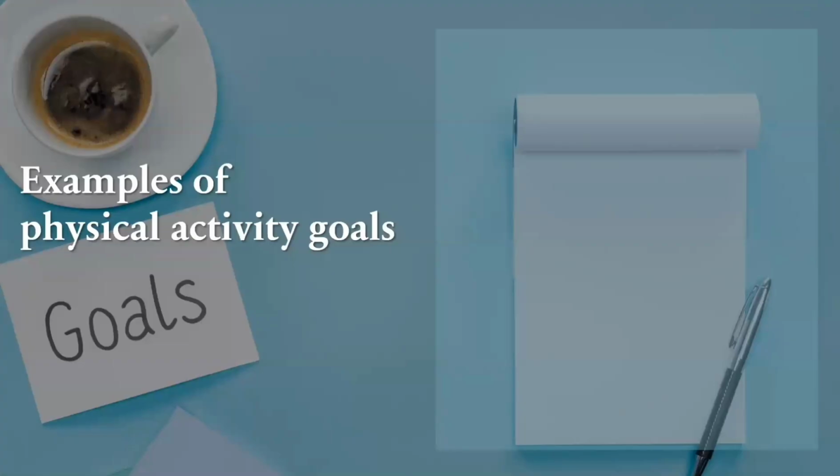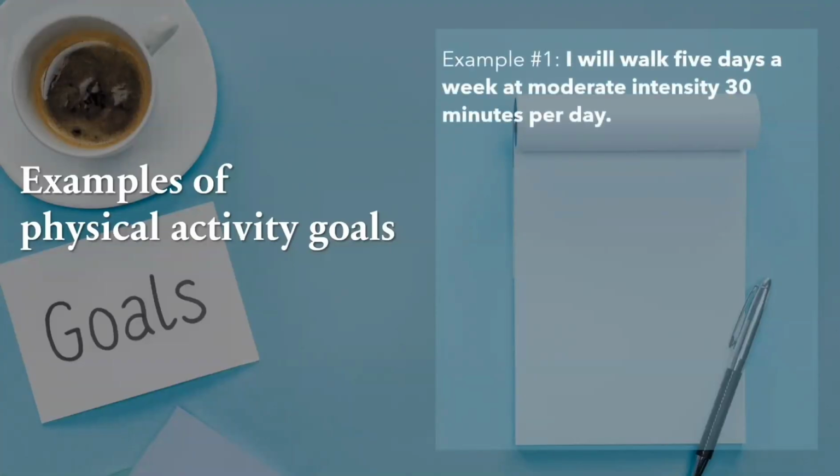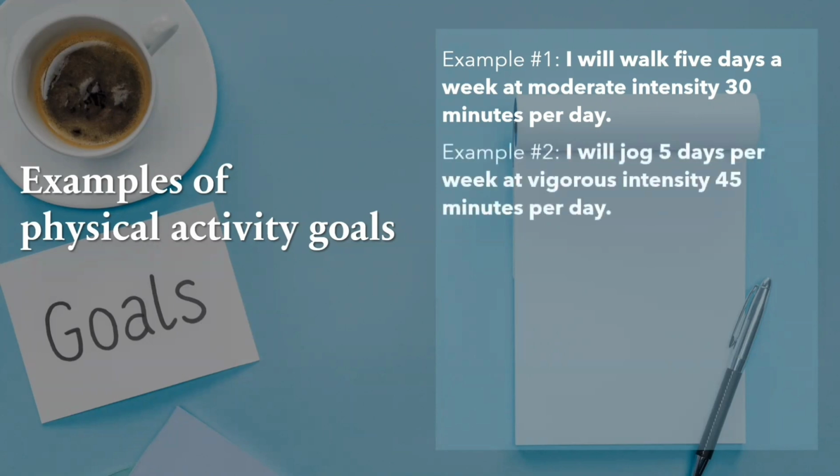Here are a few examples. Example number 1. I will walk 5 days a week at moderate intensity, 30 minutes per day. In this example, we included frequency, intensity, and duration. This is 150 minutes per week of moderate intensity exercise, and keep in mind this is the minimum amount for weight loss.